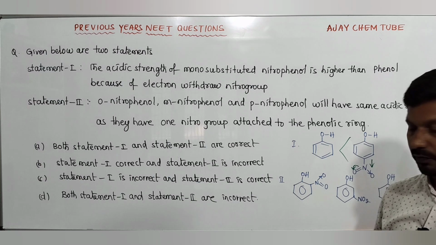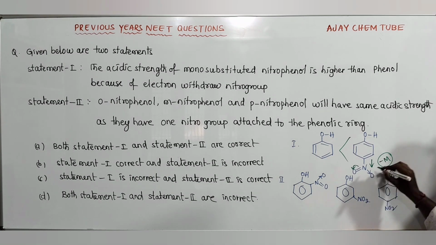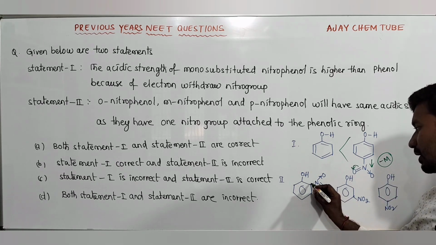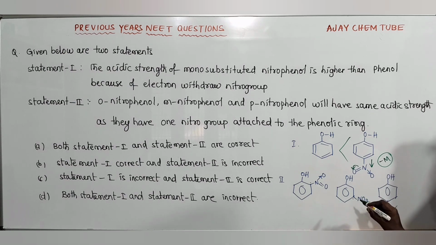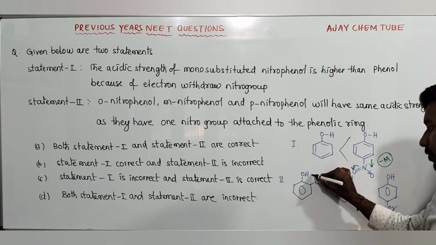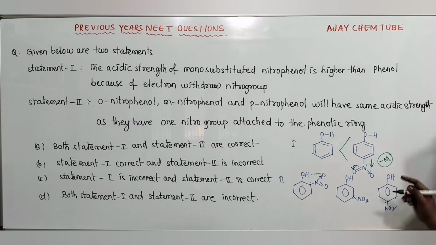That statement is wrong. The minus M effect definitely increases acidic strength, but the minus M effect at the meta, ortho and para positions is not the same. The minus M effect at the meta position is weak, that's why it is less acidic. Between orthonitrophenol and paranitrophenol, orthonitrophenol is less acidic than paranitrophenol due to hydrogen bonding.